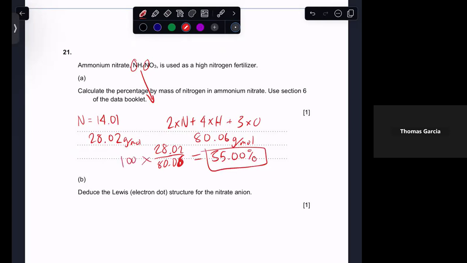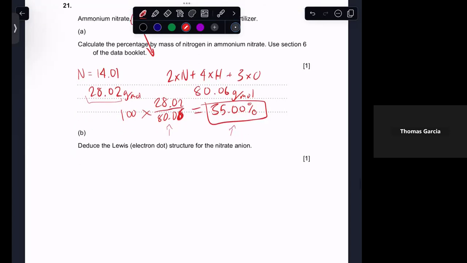You'll notice I actually have 4 significant figures because I'm adding these values that all go up to the hundredths place. Therefore, my answer should be in the hundredths place. And then when I divide 2 things with 4 significant figures, I end with 4 significant figures, 35.00%.